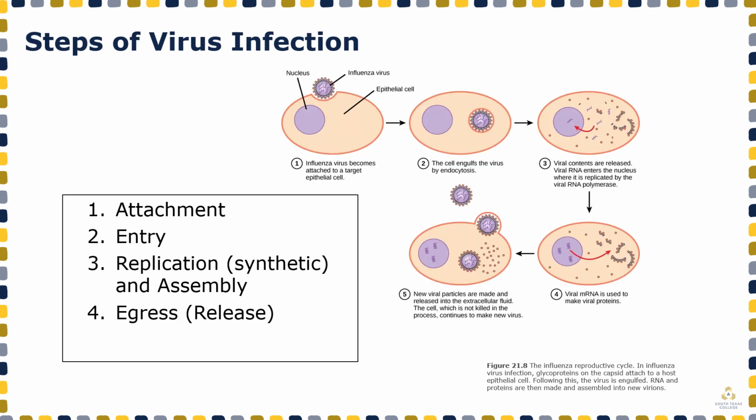In general, there are 4, maybe 5 steps in a viral infection. The first is that the virus has to recognize the host cell and attach. Then it has to find some way to enter into the cell. Replication means synthesizing the parts and putting the parts of the virus together. And then finally, once they're assembled, the virus has to find a way to get out of the host cell.